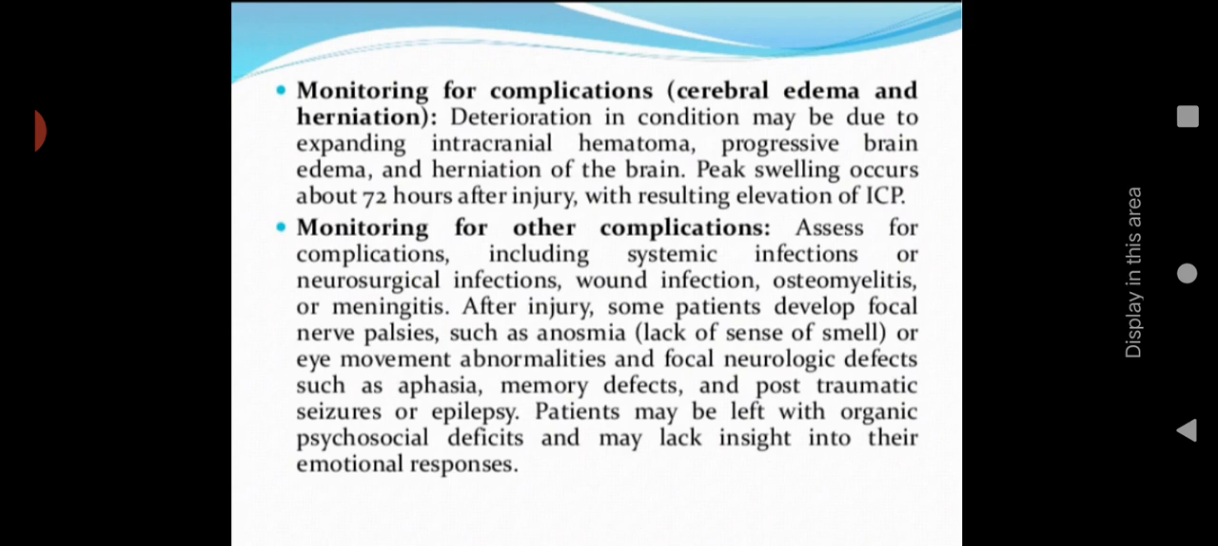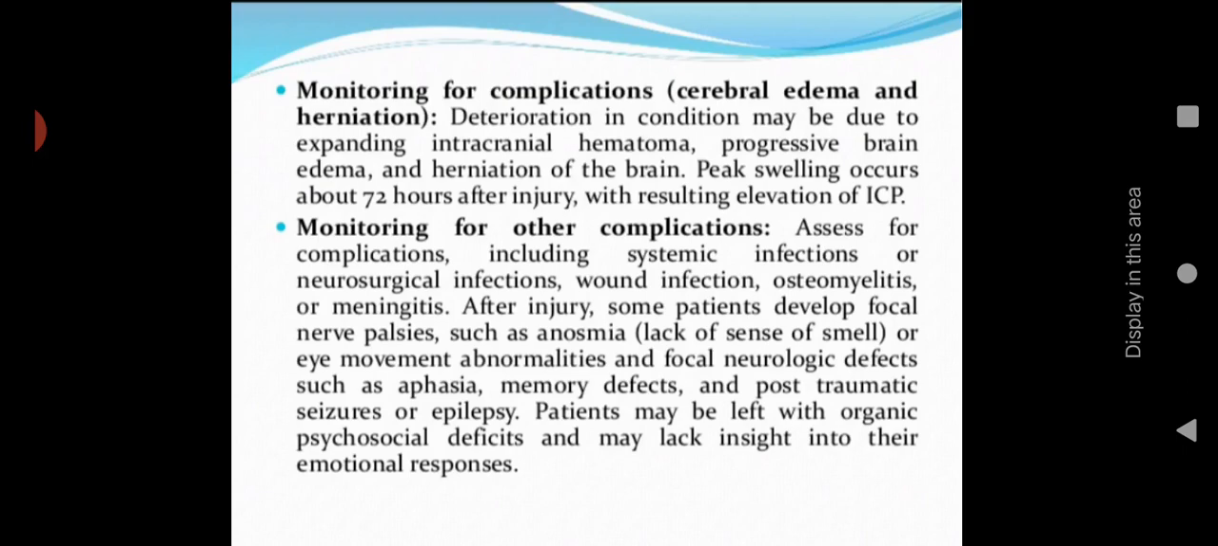Herniation occurs if any blood clot remains there for a long time after the injury. It can lead to herniating of the brain tissues. Deterioration in condition may be due to expanding intracranial hematoma, progressive brain edema, and herniation of the brain. So these are the possible complications that we have to assess every time, whether they are having any kind of edema or herniation. Then peak swelling occurs 72 hours after injury.